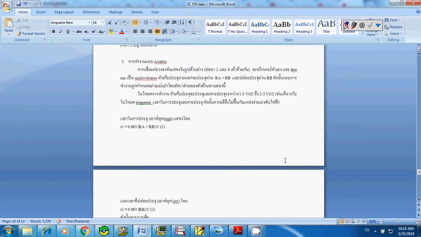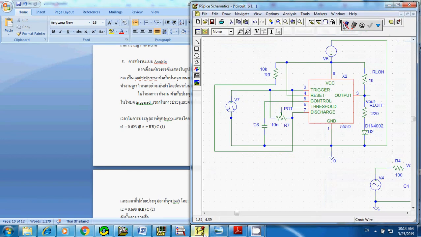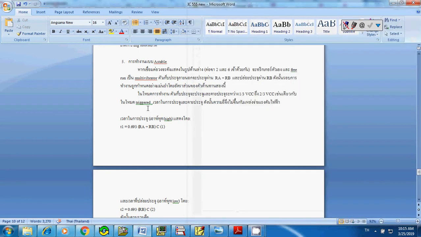Number 5 is the Astable Multivibrator mode. Okay, this is the way to connect it, the same as the Monostable Multivibrator. Sorry that I don't have the circuit just for this one. But for Astable, just take a look quickly. Just connect pin number 2 and pin number 6 together. This will self-trigger and free run as a multivibrator. The external capacitor will charge through RA and RB and discharge through RB, so the duty cycle will be defined with very high accuracy by the ratio of these two resistors.